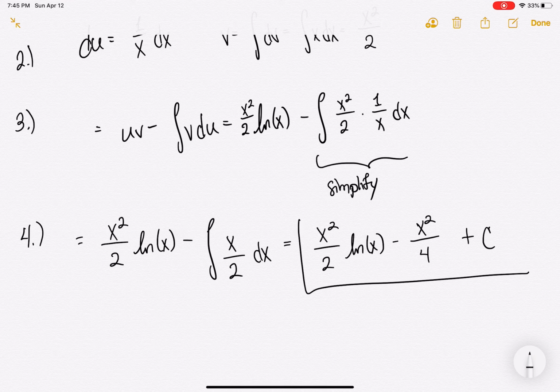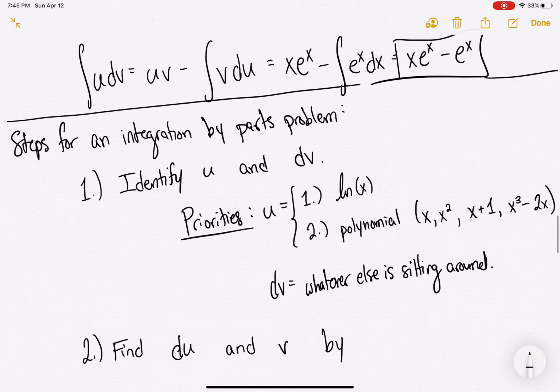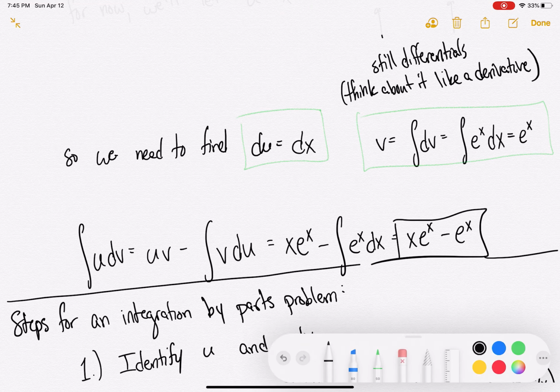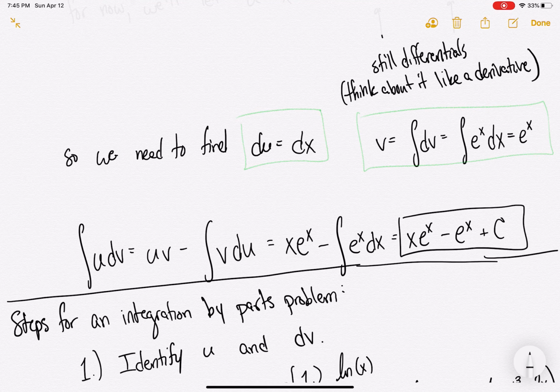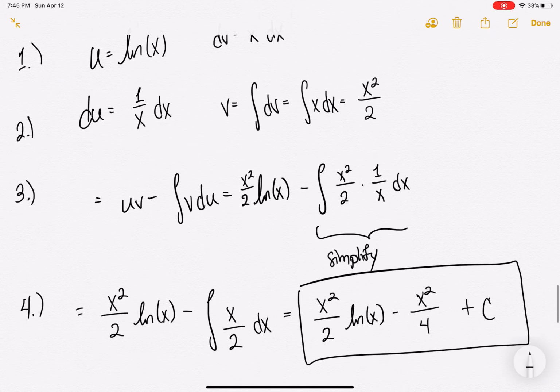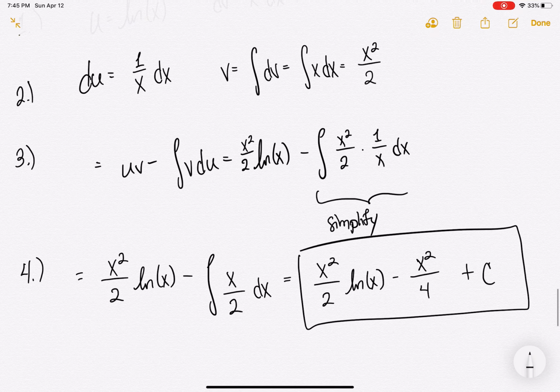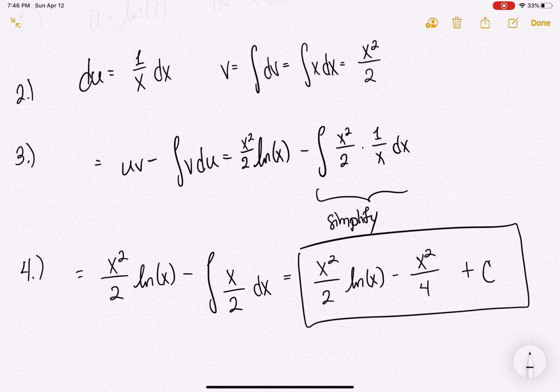Don't forget your plus c. I guess I should have added that before, shouldn't I have? I'll do that now. Plus c. It's not a huge deal, we should just have it in there. Okay, so that's how you do this one. So follow the priorities, follow the steps, and then everything's going to work out for you. The priorities every so often don't work, just like we saw the last time. There's always a little bit to worry about.